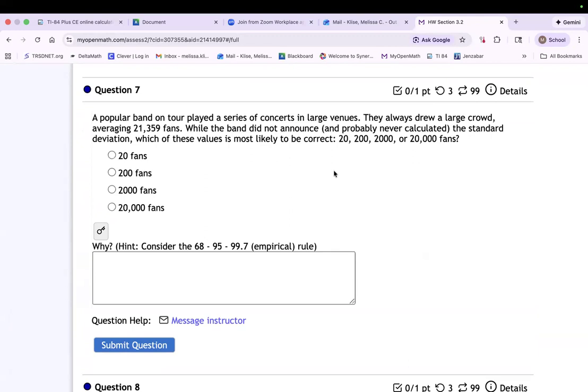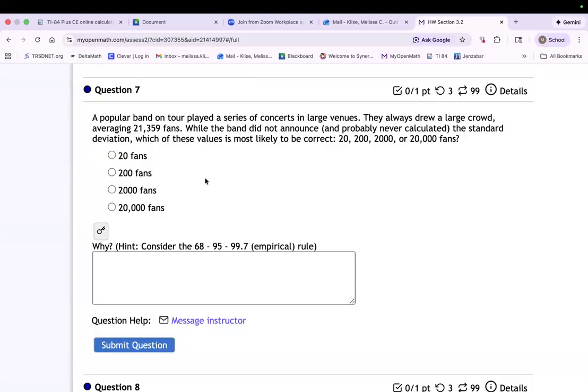So this is pretty much just a common sense question. We know that 95% of our data is within two standard deviations of the mean. So two above and two below. Yours might look different. There's a couple of different questions out there, but they're all basically the same thing. There's one about professors or something. So if I know that my crowd is 21,000 fans, do I really think that 95% of the crowds are only 40 fans away from 21,000?